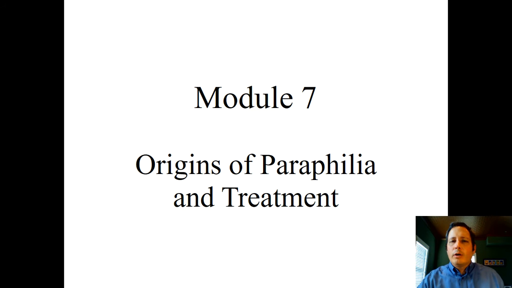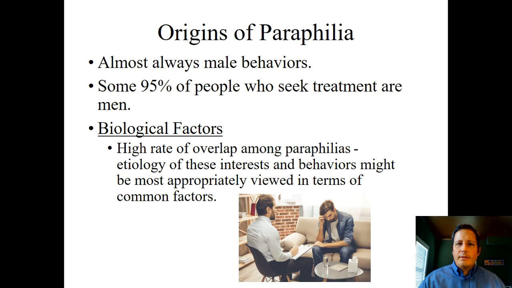In Module 7, we're going to discuss the origins of paraphilia and then get into some of the types of treatment that we can see for these particular disorders. One of the characteristics, as you may have gathered by now, is that paraphilia is almost always male behavior. They base that on the fact that almost 95% of people who seek treatment for these various paraphilic disorders are men.